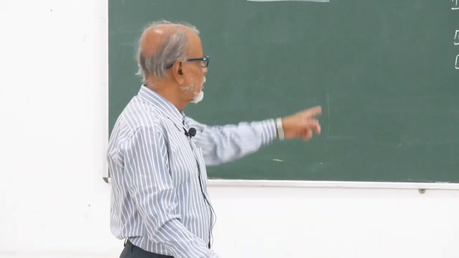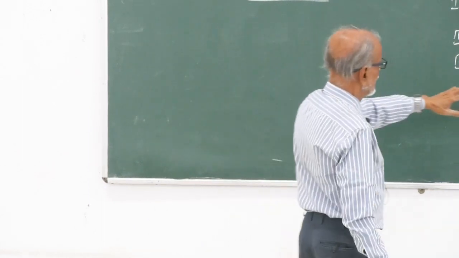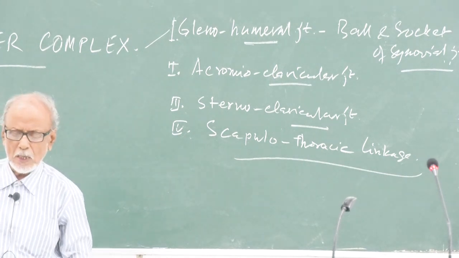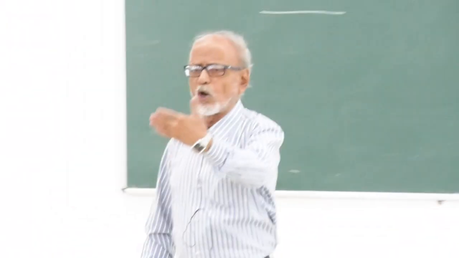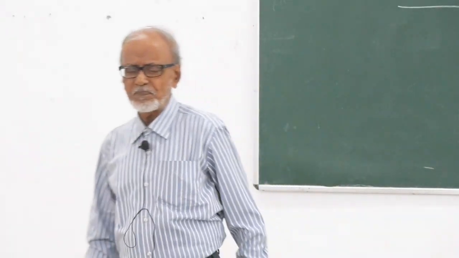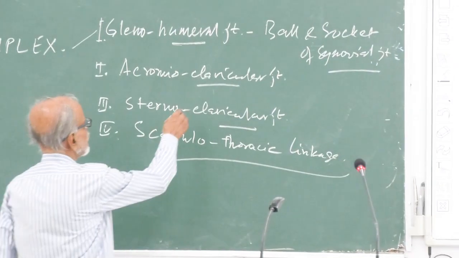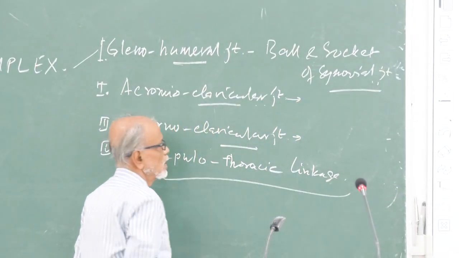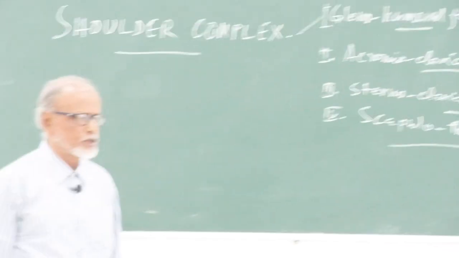Okay, so the scapulothoracic linkage is also a very important component of the shoulder complex. Now let us proceed to the individual components first. What is the nature of the acromioclavicular joint? What type of joint is it? Can anybody tell me what type of joint the acromioclavicular joint is?